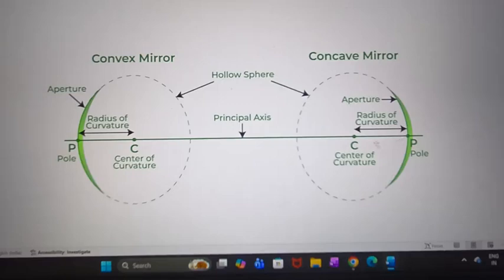And if you join a line from the center of curvature to the pole, that will be your principal axis, and between this you get something called the principal focus, where all the rays are going to converge. We will discuss about that. Aperture, you can think of it like the diameter of this, and radius of curvature will be the distance between C and this spherical surface, the concave mirror.